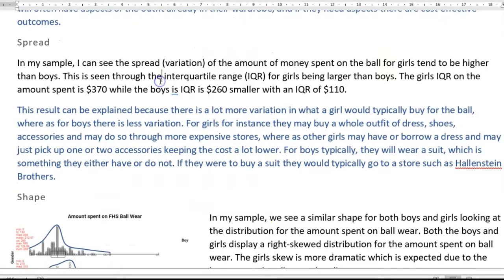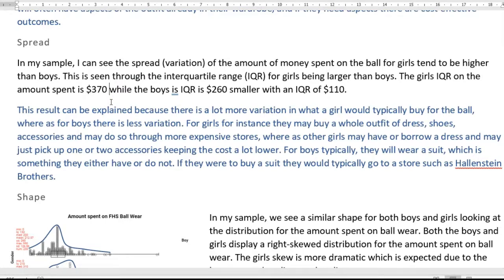For spread, remember we're talking about the interquartile range, so how big that middle 50% is. So you calculate that for the girls, and you calculate it for the boys, and I said that there's a difference of $260 between them. So remember, when we're comparing our features, it is really important to make sure they are in context. So I'm forever talking about girls, boys, and the amount spent on the ball, and if I'm ever giving the numbers, I'm giving them the units, which in this case is dollar signs.